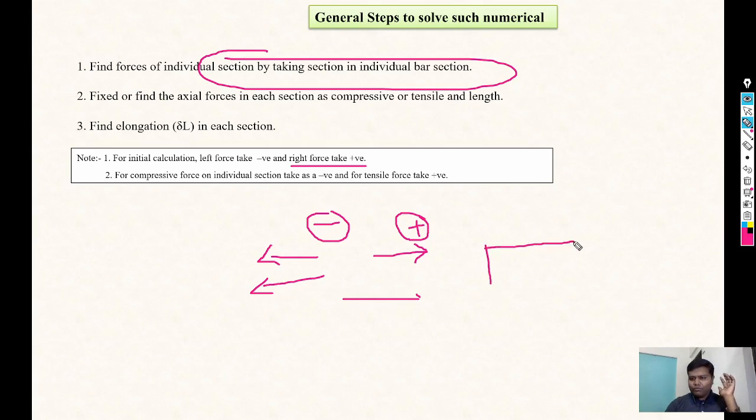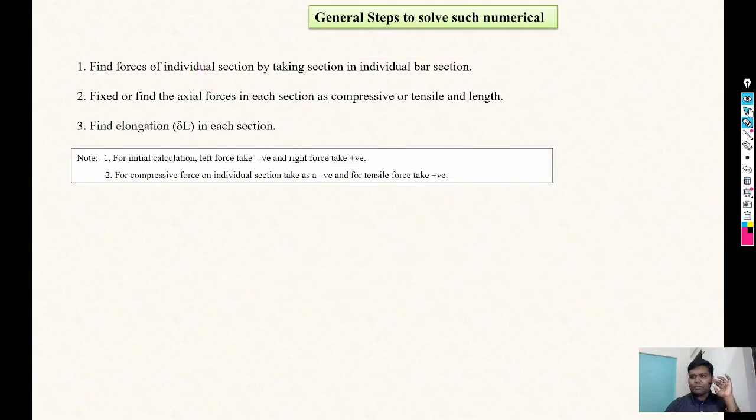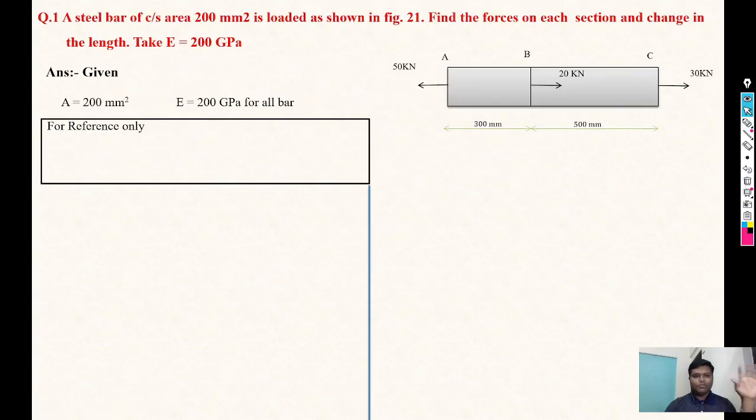Once we calculate the force on the subsection, if the total force on that section is tensile, we will consider that force as positive, and if that force is compressive, we will consider that force as negative. Okay, only 3 steps are there, so just keep those 3 steps in your mind. You will get the total elongation of this type of numerical. So let's start with the numerical.